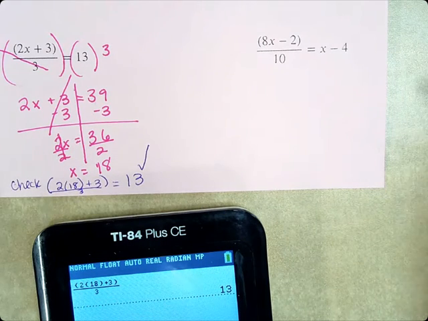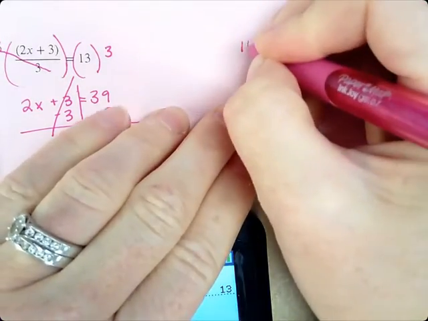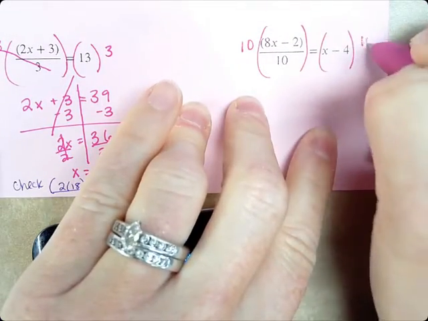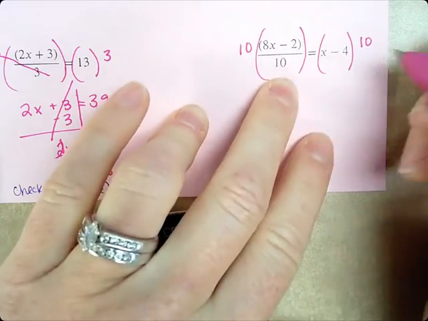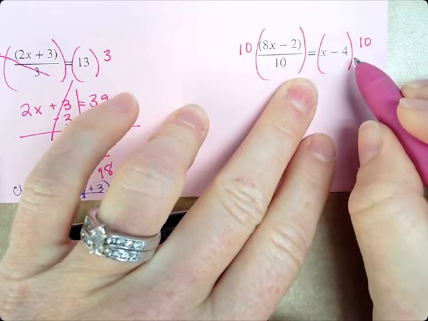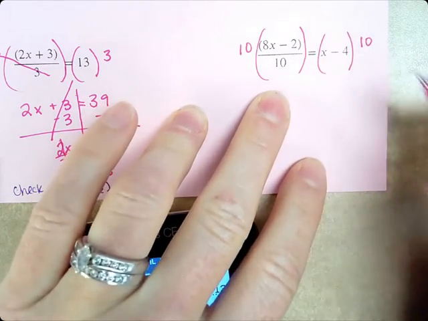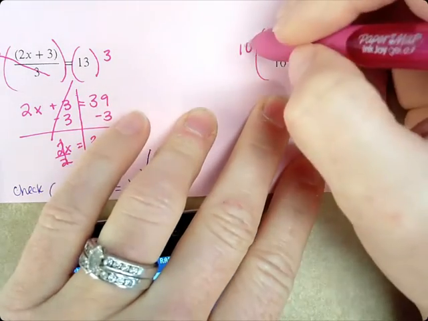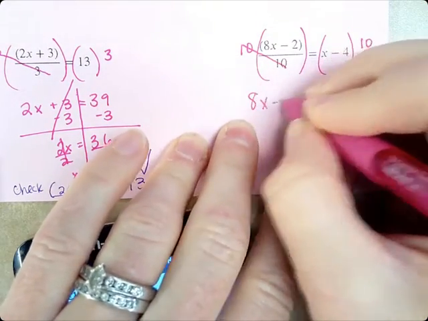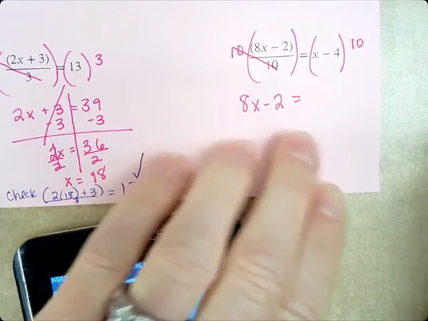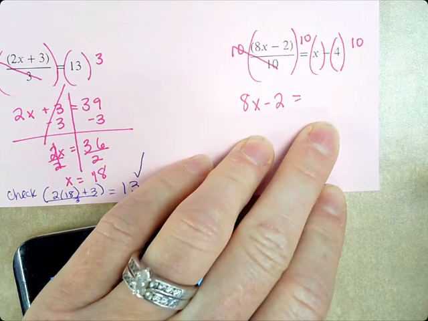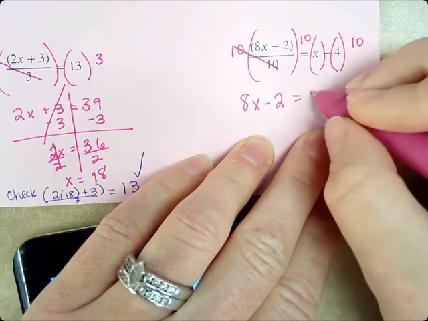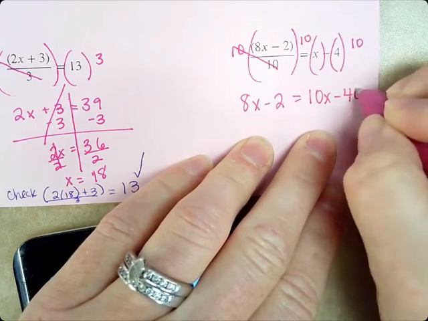All right, let's look at that next one. What do we need to multiply both sides by? 10. So don't forget to put this around parentheses because you're multiplying 8 times 10. You could really also just multiply x times 10 and negative 4 times 10. I did it like this though, which means I need to distribute the 10. So on the left side, it's just 8x minus 2 equals. Then on the right side, everything is actually being multiplied times 10. So I should have done it like that. 10x minus 40. Yep. Minus 4.